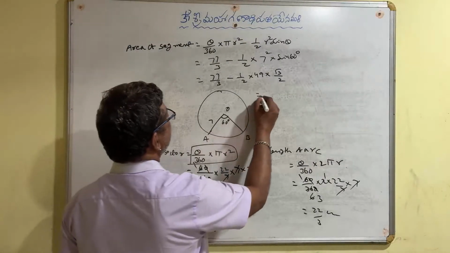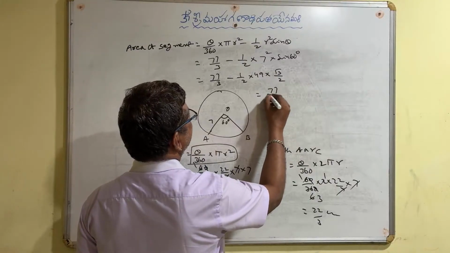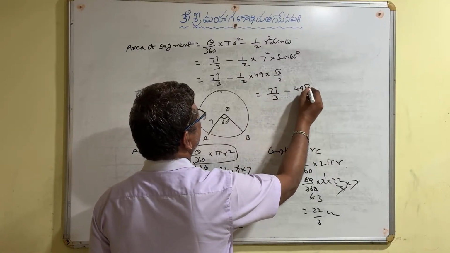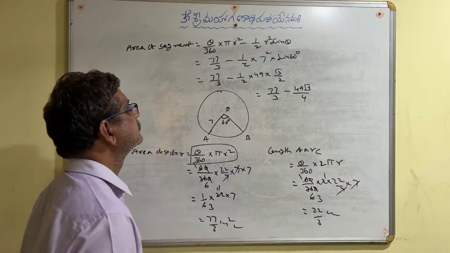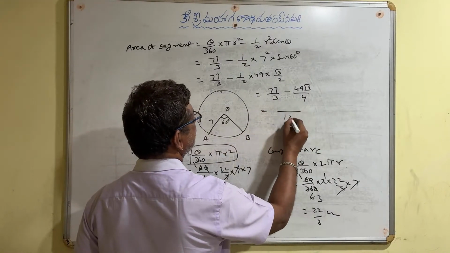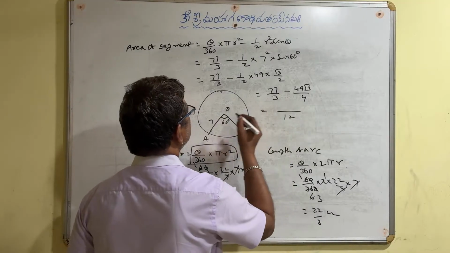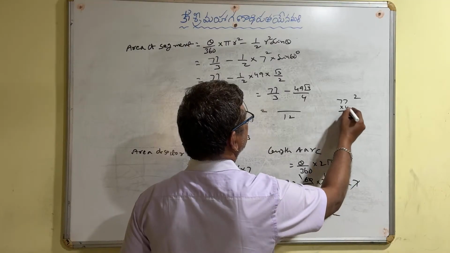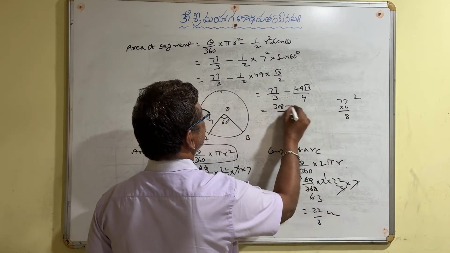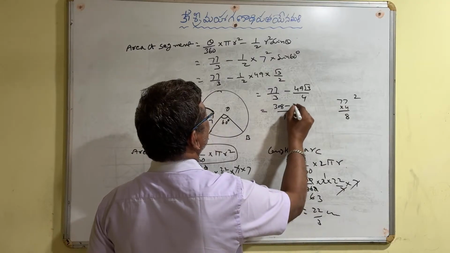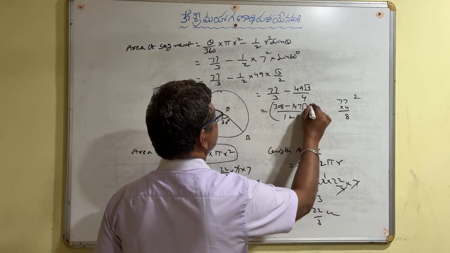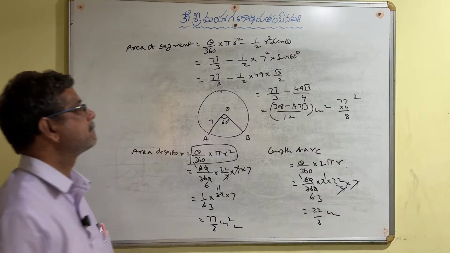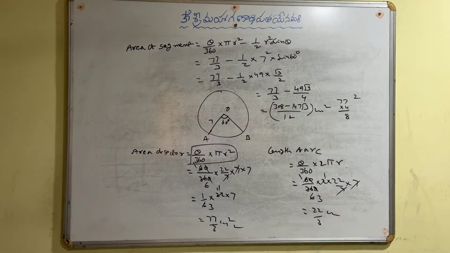So the answer will be 77 by 3 minus 49 root 3 by 4. LCM is 12. 3 4s are 12, 4 into 77 is 308, minus 147 root 3 centimeter square. 308 minus 147 root 3 over 12.